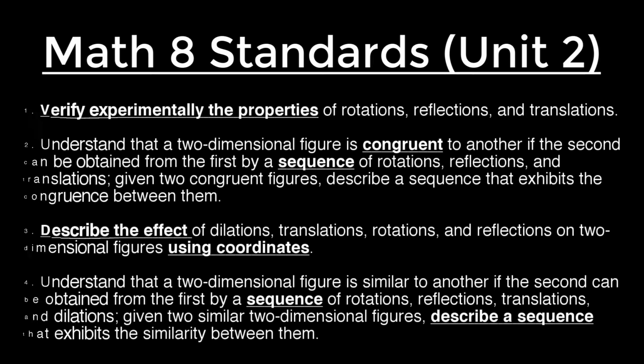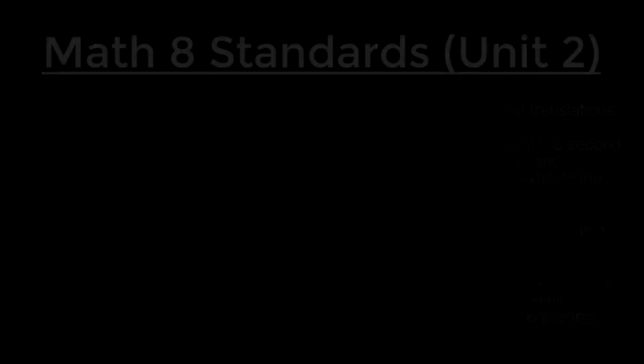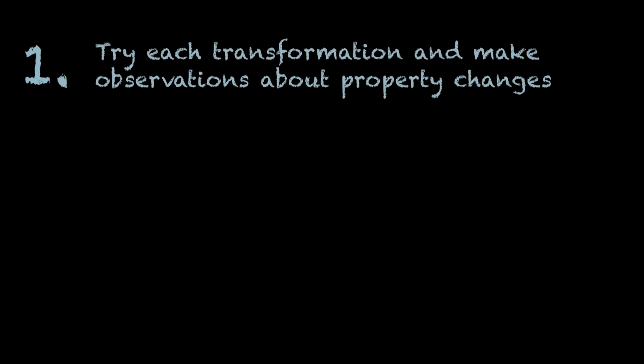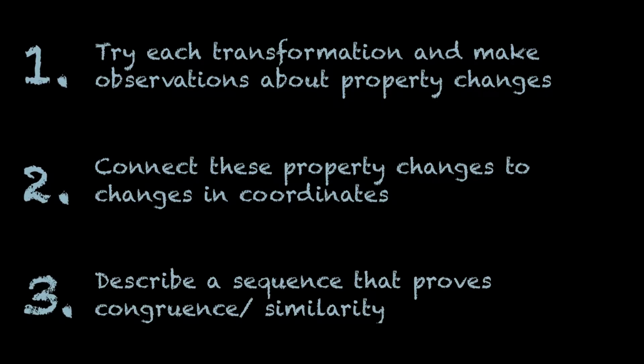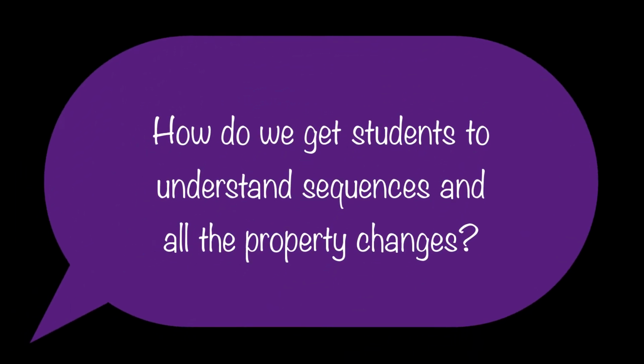So as we read these in team and dissected them, our final takeaways were that we need to have students try each transformation and make observations about their property changes, connect the property changes to changes in the coordinates, and describe a sequence that would prove congruence or similarity between 2 figures. So we asked ourselves, how do we get students to understand sequences and all the property changes therein?